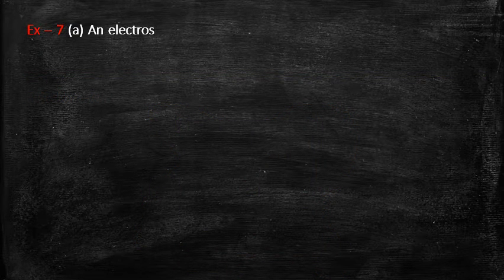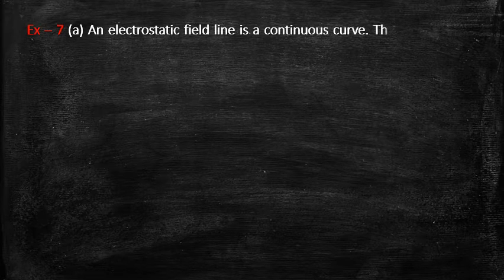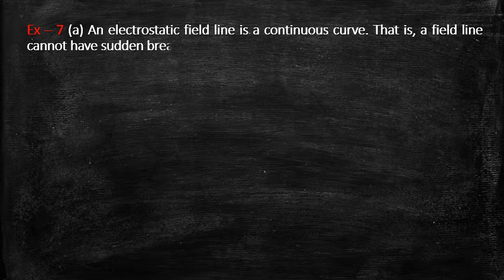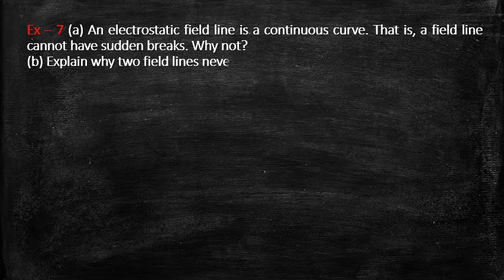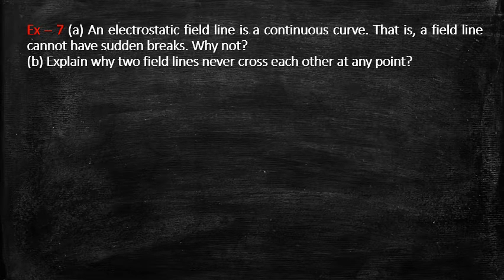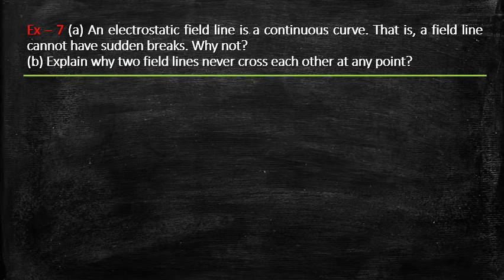Now we have the seventh one. In the first question, we are told that an electrostatic field line is a continuous curve, that is, a field line cannot have sudden breaks. Why not? One more question we have. We are asked to explain why two field lines never cross each other at any point. So let us address the first one.